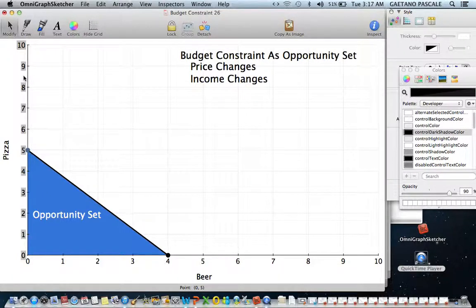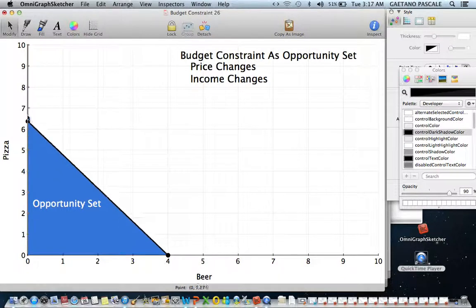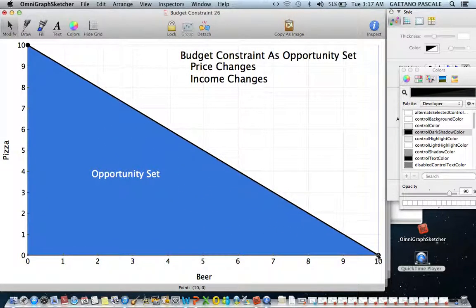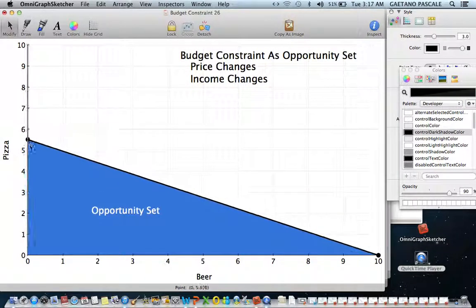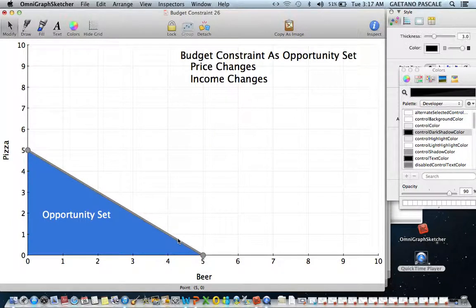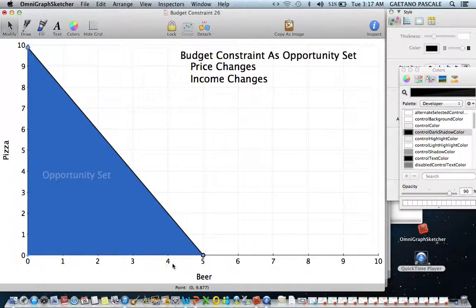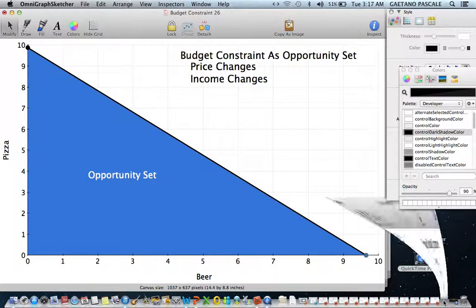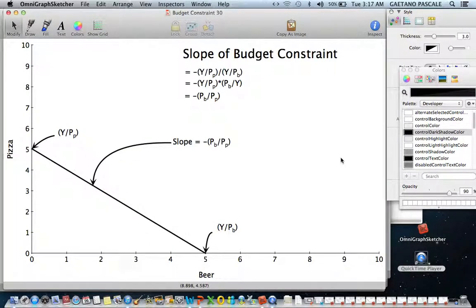If we do income, we're going to be shifting outward on both of these axes. So we're going to be able to buy more pizza, but we are also going to be able to buy more beer, because our income can be spent on both of those products. Realize that when there's an increase in income, the budget constraint shifts parallel outward from the original budget constraint and shows that you can produce more pizza and more beer, and the opportunity set increases because of that.